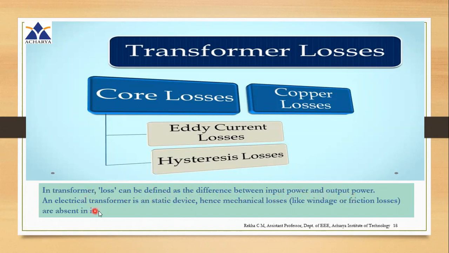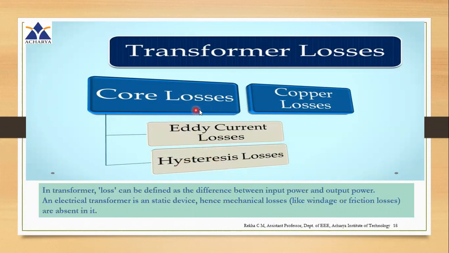Since an electrical transformer is a static device, we don't have any mechanical losses like windage or friction losses, so they are absent in it. So mainly the transformer losses can be classified as core loss and copper loss. Under core loss we have eddy current losses and hysteresis losses.